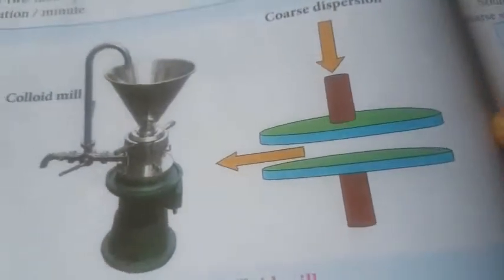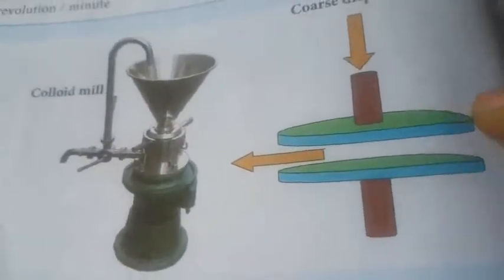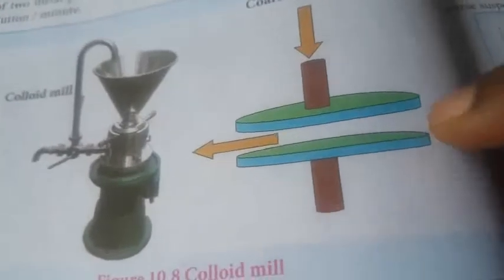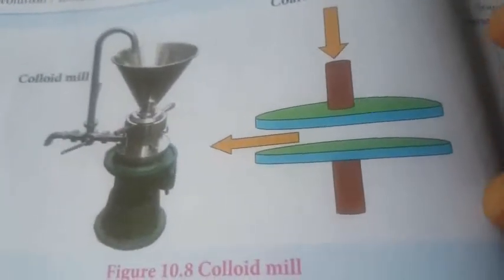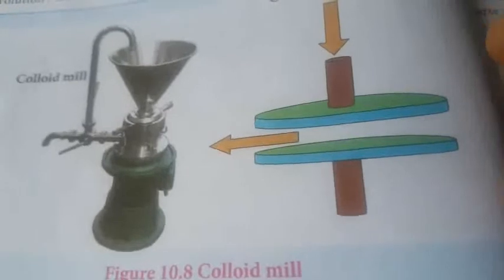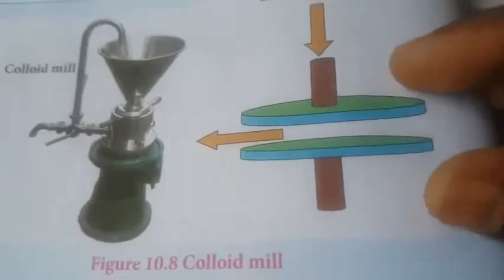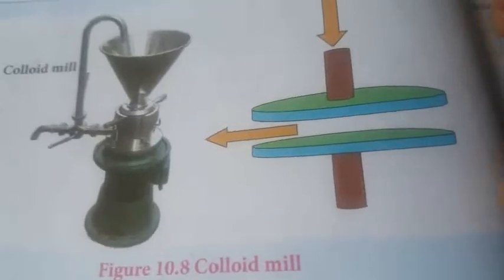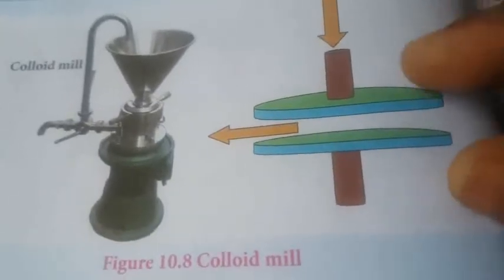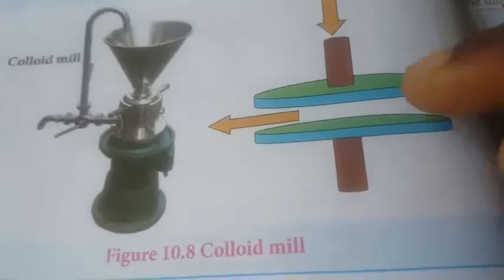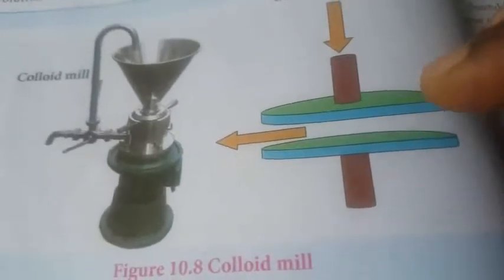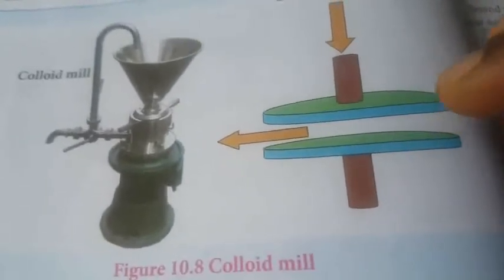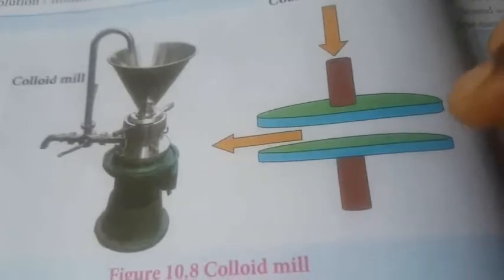The colloidal mill consists of two metal plates. According to the size of colloidal solution we want to prepare, we adjust the metal plates. They are continuously rotated at about 7,000 revolutions per minute. So this is the colloidal mill.